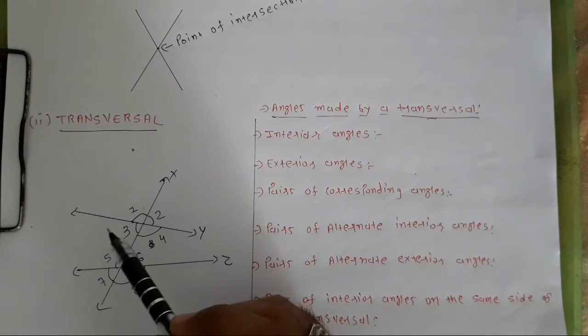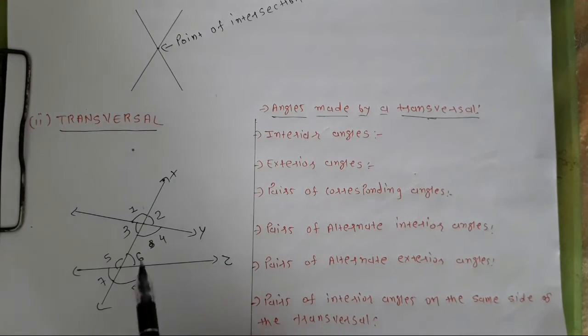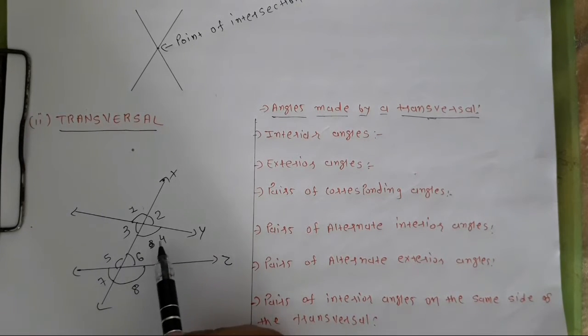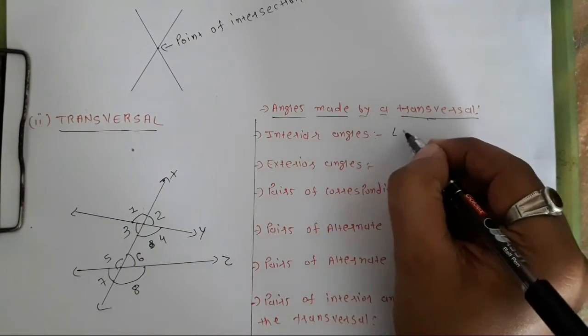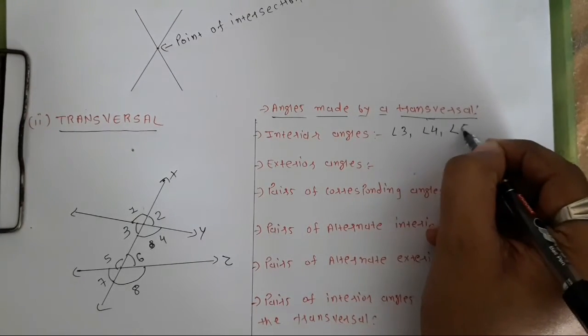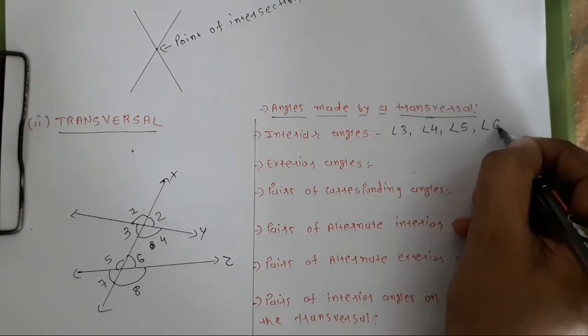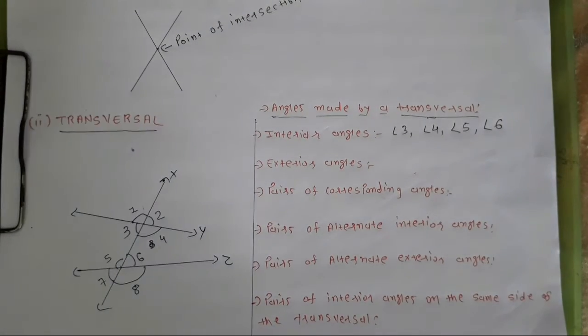Now here we have to see which angles are inside the lines. We can see that in between line Y and line Z, 4 angles are there: angle 3, angle 4, angle 5 and angle 6. So for interior angles I may write angle 3, angle 4, angle 5 and angle 6. Always use the angle symbol to represent a particular angle.